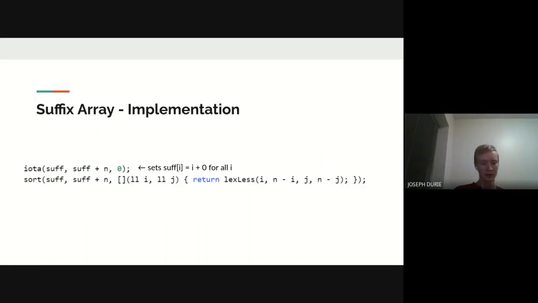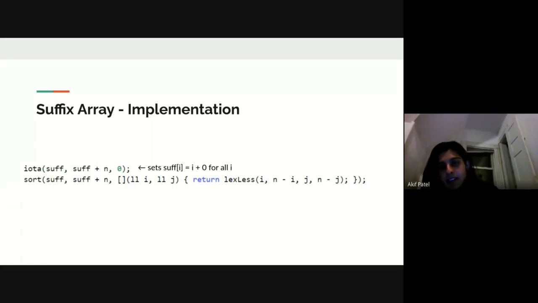Basically what iota does is it goes through every point in the array and sets suff[i] equal to i plus whatever you put as the third parameter here. So we usually put 0 there. That way it just makes it like the identity array, like a[i] equals i. It's like range in Python, except less flexible, I guess.